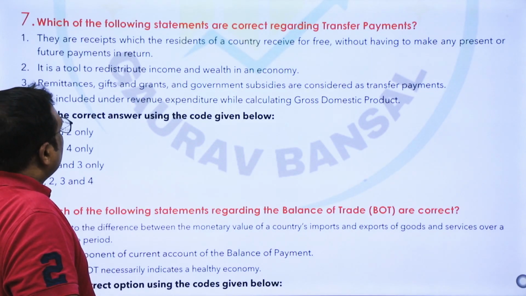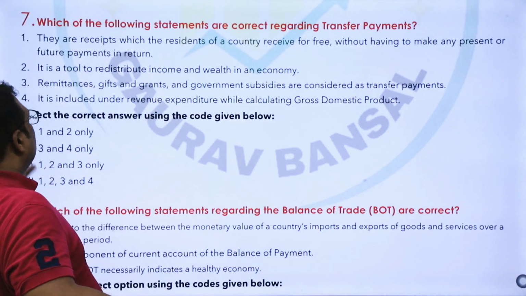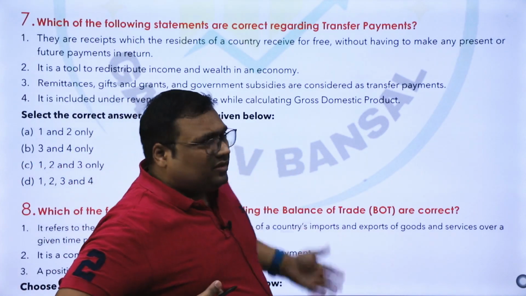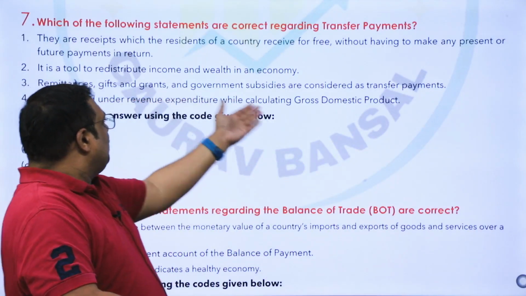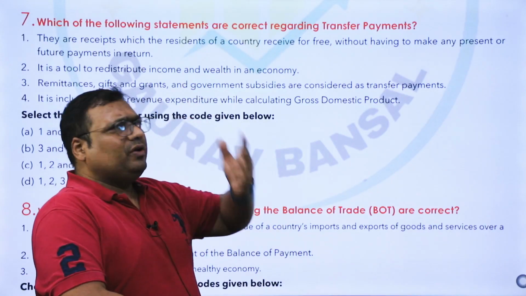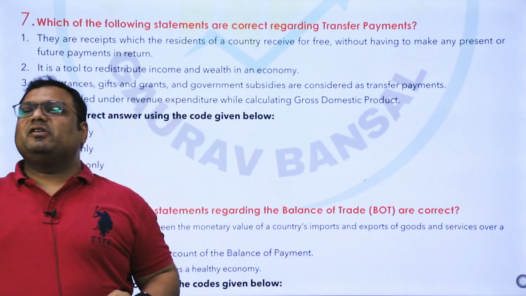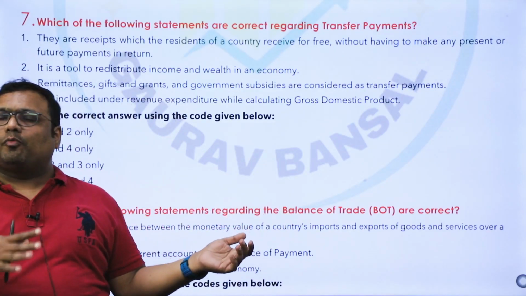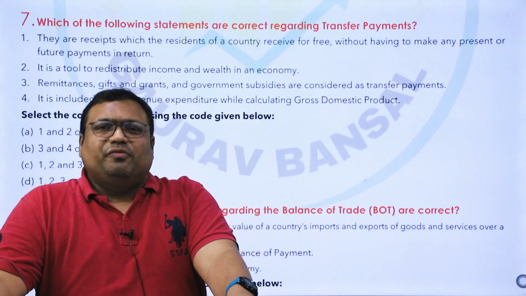Fourth, it is included under revenue expenditure while calculating GDP. Now there is something interesting. Yes, it is included under revenue expenditure. That is correct. But what about GDP? First of all, in GDP we do not have to talk about revenue expenditure. This is incompatible. Revenue expenditure we talk about when we talk about government budget. Otherwise, if we talk about GDP, in GDP we include only production when something is produced, and since in this transaction no product or services are produced, only money is given, no transfers are included in GDP.